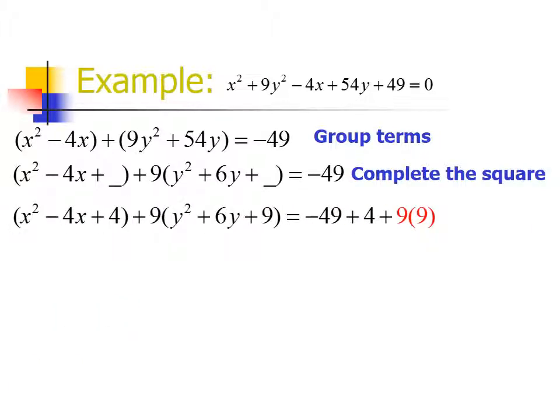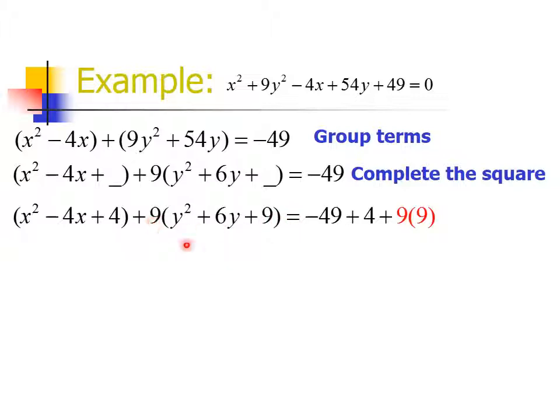Now we're completing the square. For the x trinomial, 4 is the number that would complete the square. For the y trinomial, 9 is the number that would complete the square. But notice for the y trinomial, we have that 9 that served as the GCF that we factored out earlier. So we're really not adding 9 to both sides here.